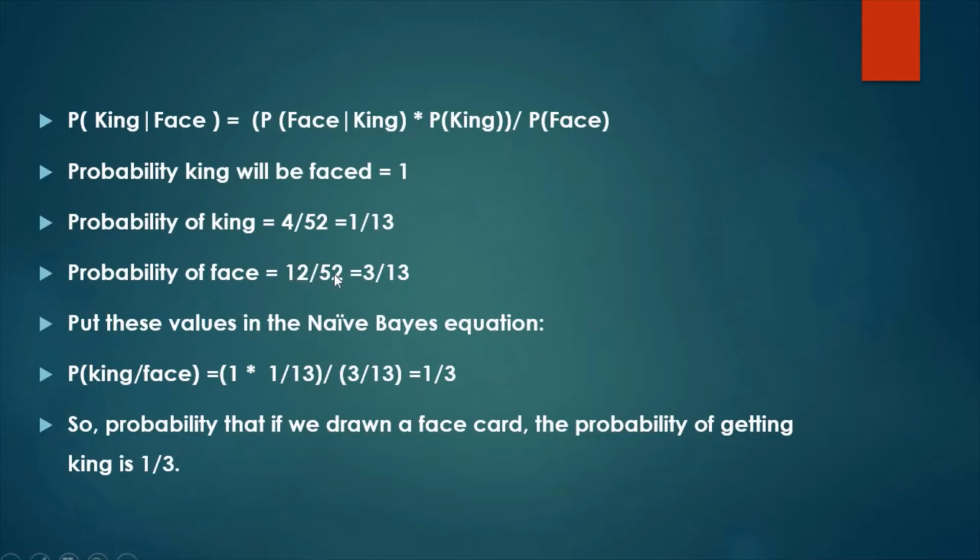Simply we need to put all these values in the equation. The probability of face given king is 1, multiplied by the probability of king, 1 by 13, divided by the probability of face, 3 by 13, and we get 1 by 3. So based on the Bayes theorem, after applying the conditional probability, we can see that if we draw a face card, the probability of getting a king is 1 by 3.